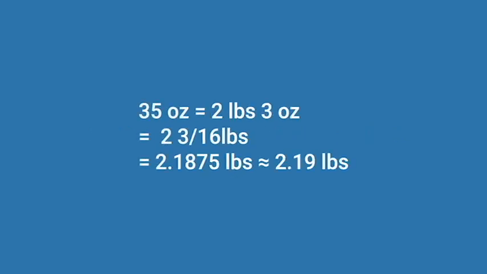Thus, 35 ounces is equal to 2 pounds and 3 ounces, 2.1875 pounds or approximately 2.19 pounds. Remember, however, that it is common practice to write 2 pounds and 3 ounces rather than 2.1875 pounds or 2.19 pounds.